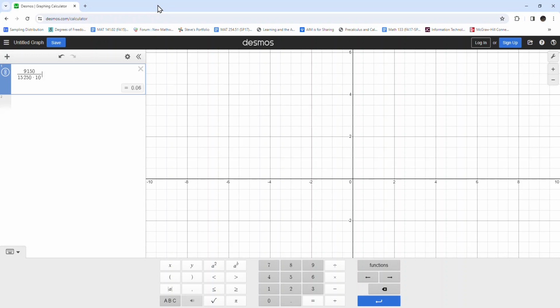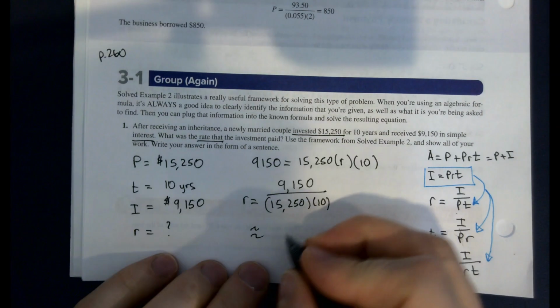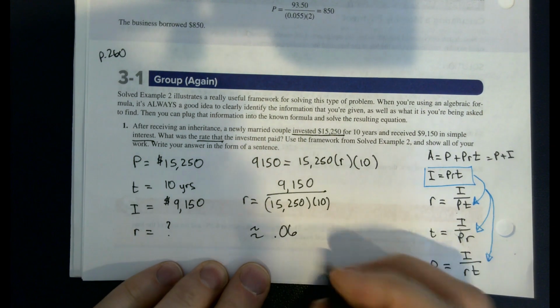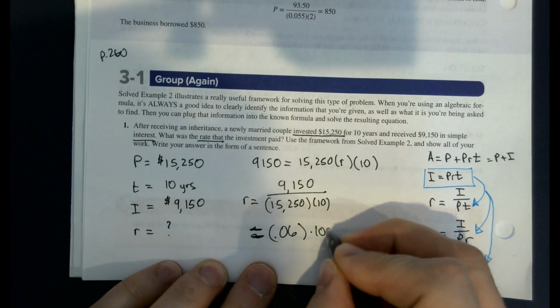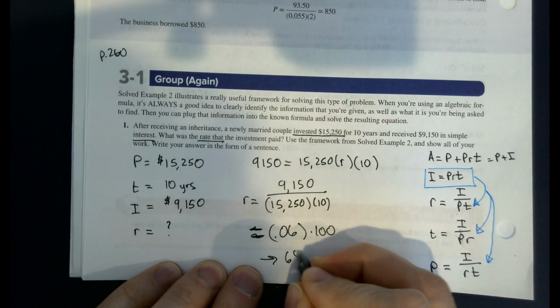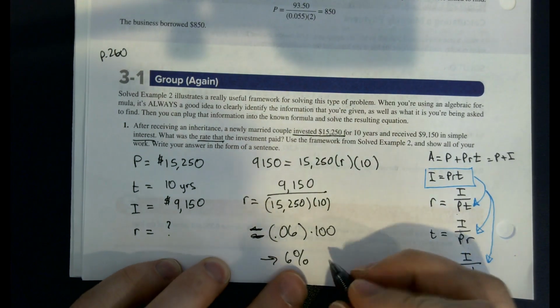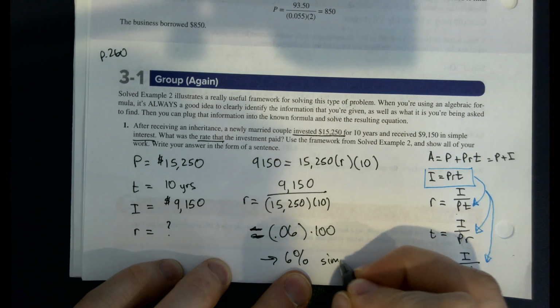Note that's the decimal version of the interest rate, so if we want to turn that into a percentage, multiply it by 100, and there's the percent. This married couple was earning 6% interest. So I'll write that down. It was not approximate, it was exact. Times 100, we got a 6% interest rate. This was simple interest per year.